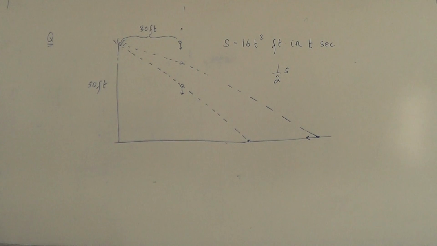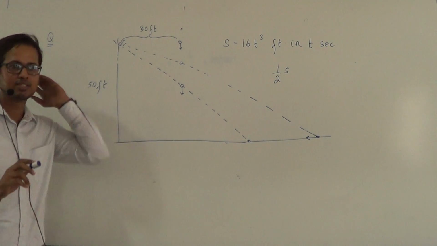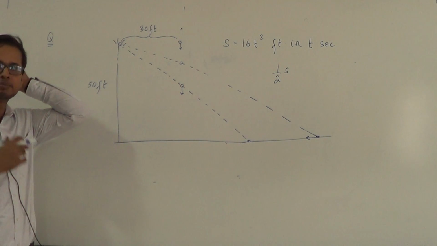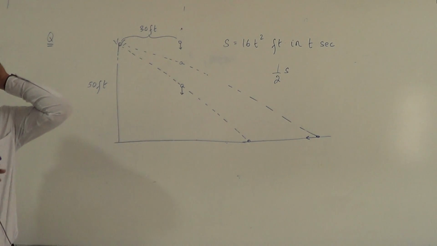So the lamp is 50 meters or 50 feet? 50 feet. So all the dimensions are in feet. If by mistake I have said meters, please correct it. Everything is in feet.